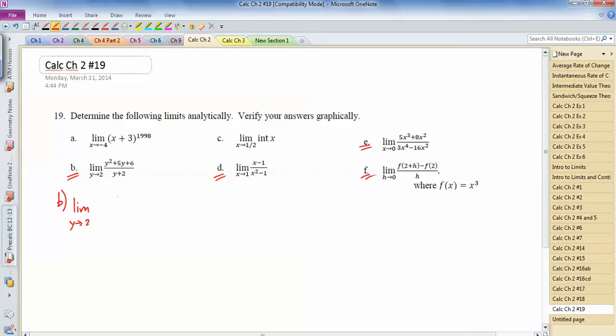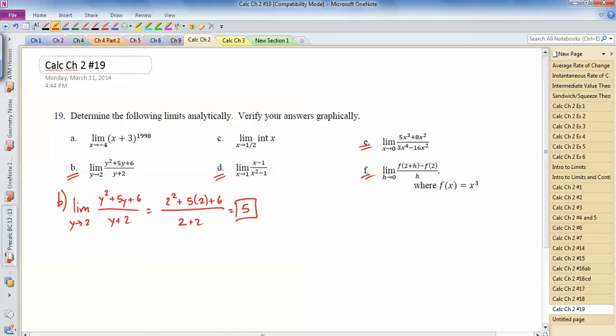The limit as y goes to 2 of (y squared plus 5y plus 6) over (y plus 2). I can just plug in 2. So that becomes 2 squared plus 5 times 2 plus 6, all over 2 plus 2. So that's going to end up being 5 if you work that all the way out.